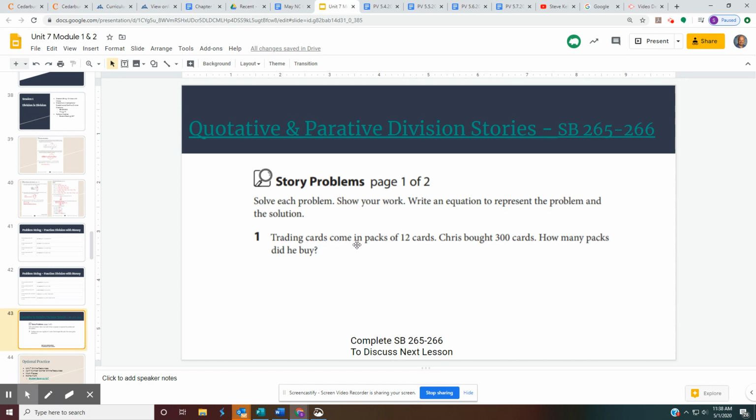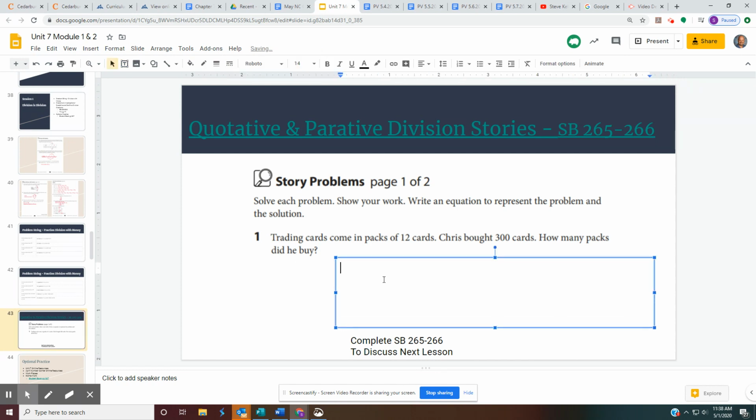Trading cards come in packs of 12. If Chris bought 300 cards, how many packs of cards did he buy? Right? So let's take a look. What I'm going to do is use a ratio table, because I'm in love with ratio tables. I think they are fantastic.